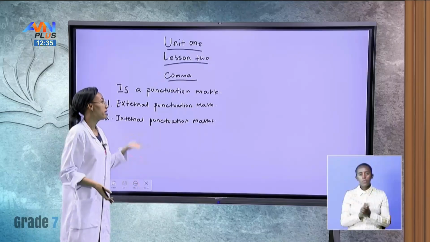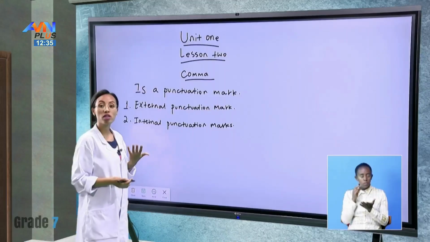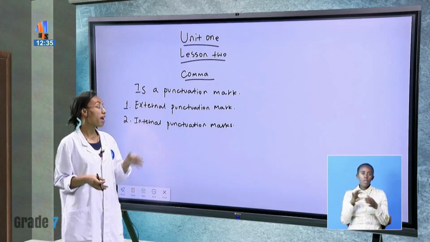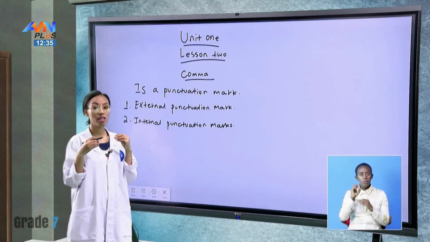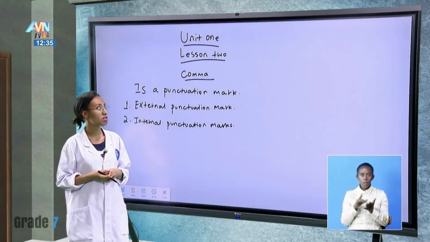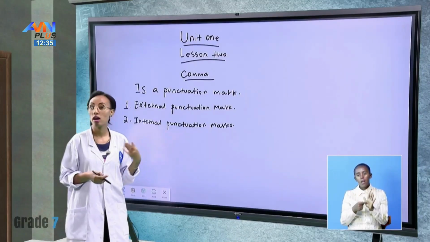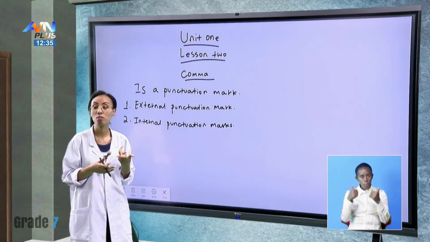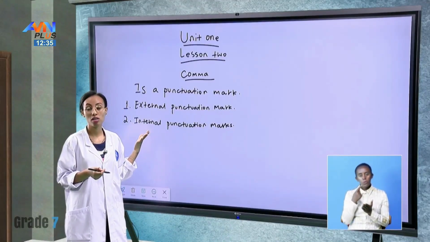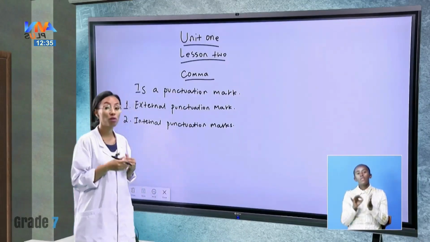So what are internal and external punctuation marks? In this case, there are punctuation marks that we use at the end of a sentence, which we call external, and those in the middle of a sentence, which we call internal. Comma is one of the internal punctuation marks. We use it when we are trying to separate, for example, a list of items. We use it in the middle. And again, when we are trying to separate numbers, we use a comma in the middle of the numbers.